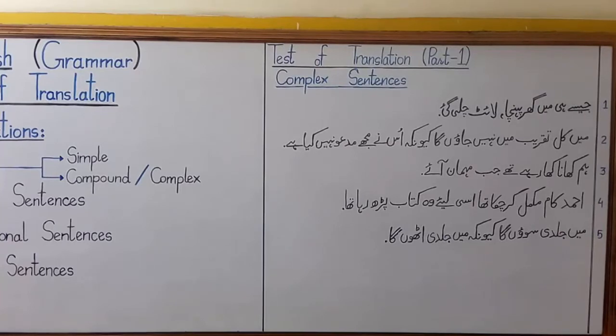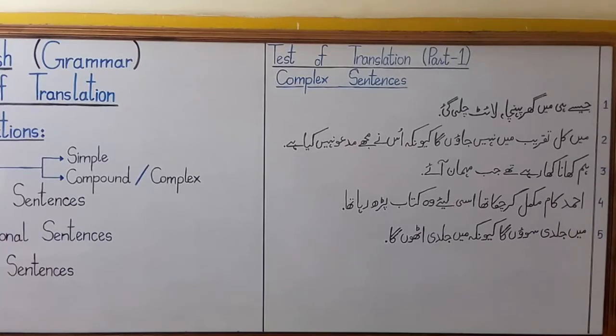You people have to identify the correct tense of each clause in every sentence. Each sentence has 2 clauses. You can see जैसे ही मैं घर पहुंचा, clause number 1, लाइट चली गई, clause number 2. जैसे ही, as soon as. मैं कल तकरीब में नहीं जाऊंगा, clause number 1, क्योंकि, conjunction, उसने मुझे मदऊ नहीं किया है.